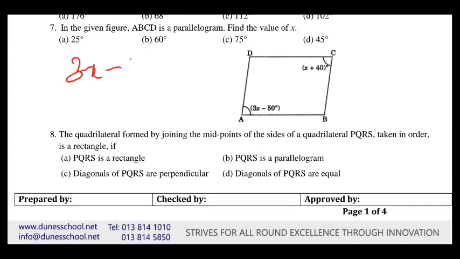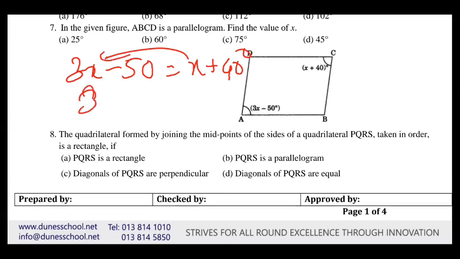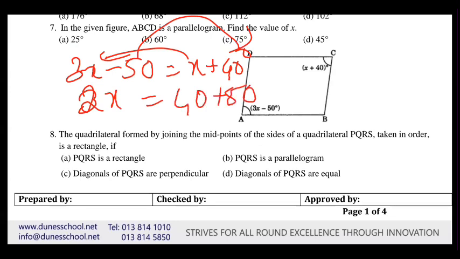3x minus 50 is equal to x plus 40. This is what you have to write. What is 3x? We just have to send this here. 3x minus x is 2x. And minus 50, you have to send it here. 40 plus 50. What is 40 plus 50? 2x is equal to 40 plus 50.